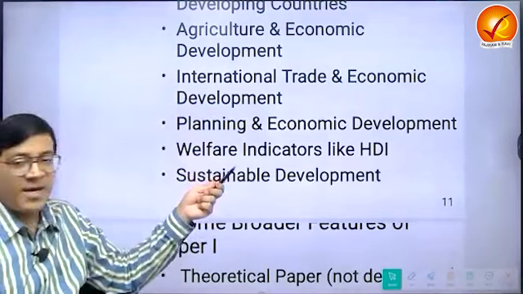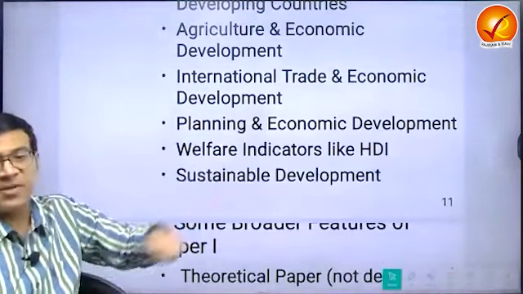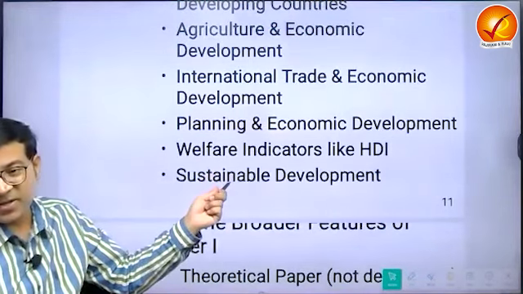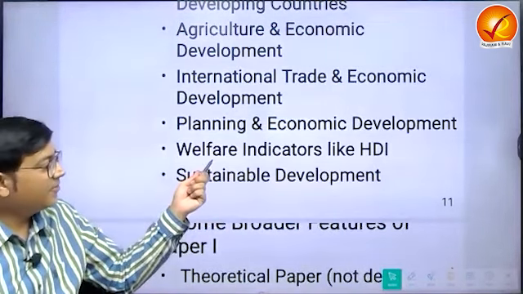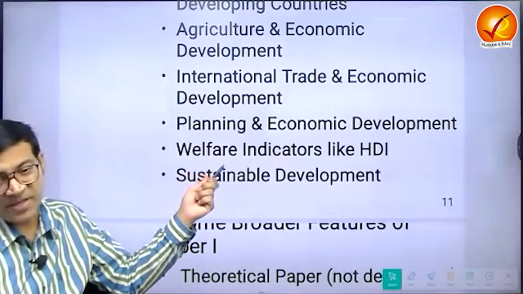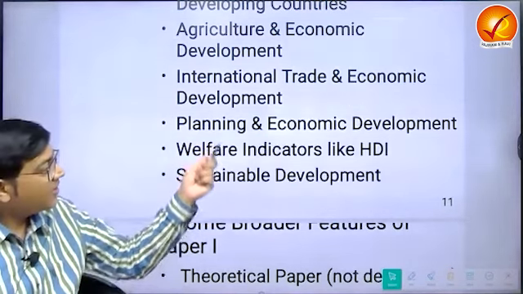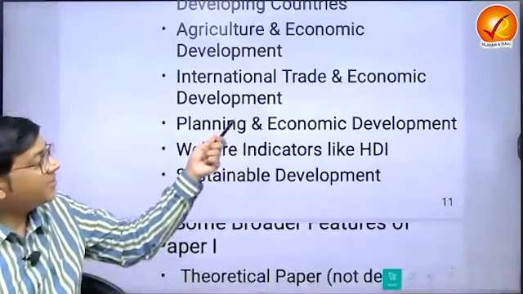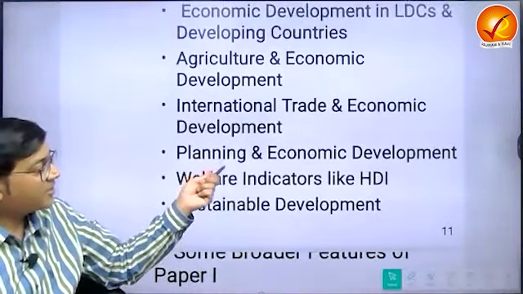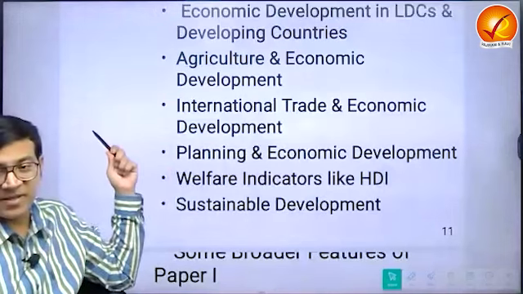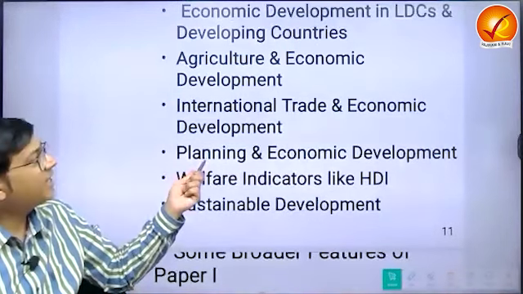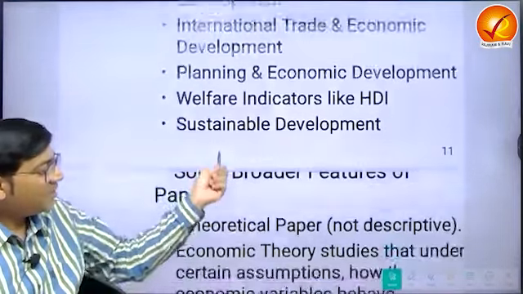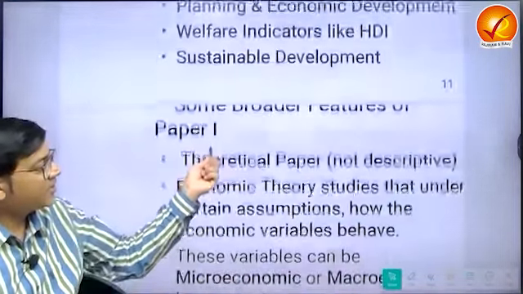Again, this entire part, if you look at it, is somewhat overlapping with GS. In GS, questions on sustainable development are common. Questions on welfare indicators like Human Development Index are common. So can you see these parts are overlapping with the GS part. Sometimes in mains GS, they may give a question on planning and economic development, etc. also. Not common, but they can give questions around that. So this is about the paper 1 overall structure.